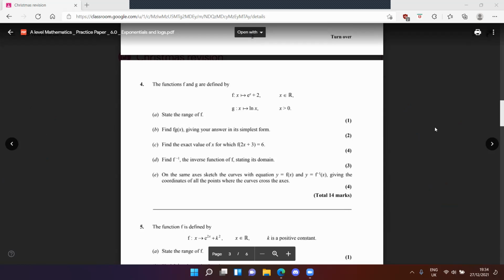Find the exact value of x for which f of 2x equals 6. So is it e to the 2x plus 3, plus 2 equals 6? Okay, then with e, if I do 2x plus 3, plus ln 2 equals ln 6, if we bring everything down.